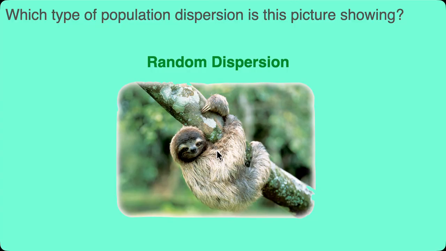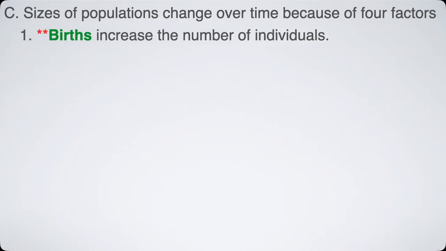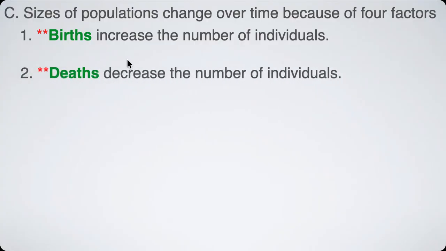Sloths do randomly distribute themselves. They don't form colonies. They don't uniformly spread out in a tree. Okay, so how do populations change over time? There are 4 factors. Factor number 1, births. The more births you have, the more the numbers of an individual species will increase in your population. Deaths will decrease the number of individuals in a population.